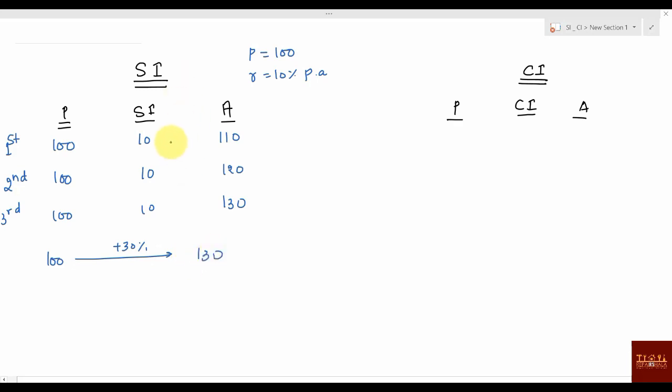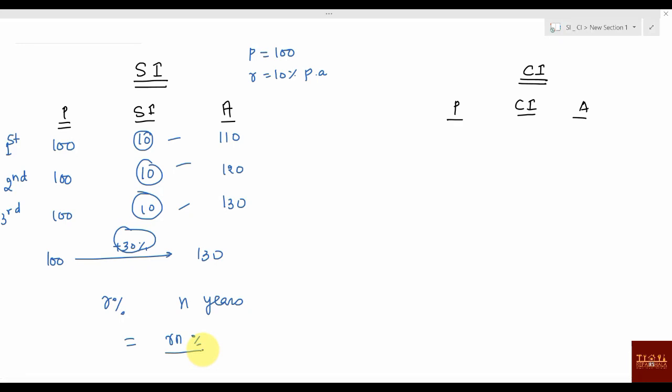And what was this? This was first year, second year, third year. And what is happening? 10% interest here, 10% here and 10% here, and you are getting 30% overall. Means what? If you are having R percentage rate of interest for n years, what will be your overall rate of interest? You can say that is R into n percentage. 10% for 3 years, it will be 30%. So instead of solving year by year, we can directly look at the value of 10 into 3, that is 30%.